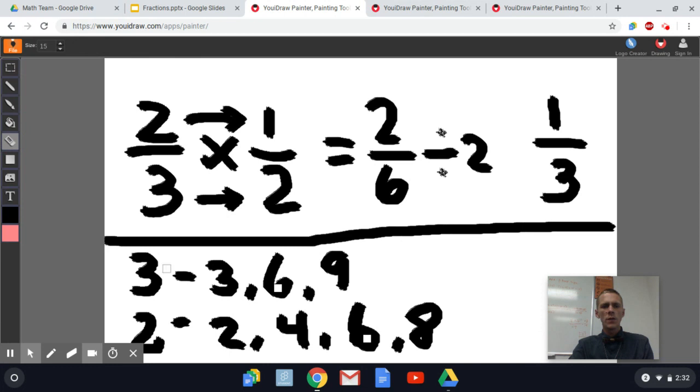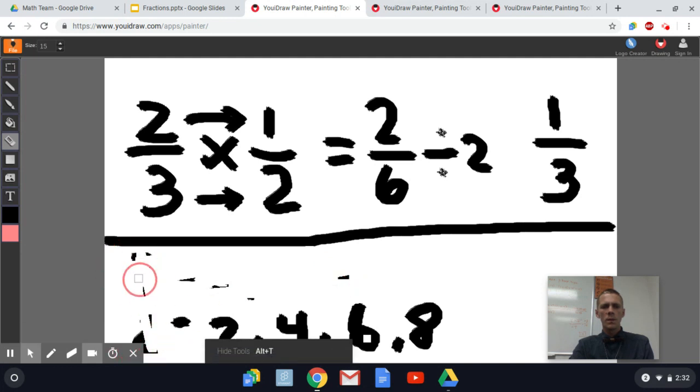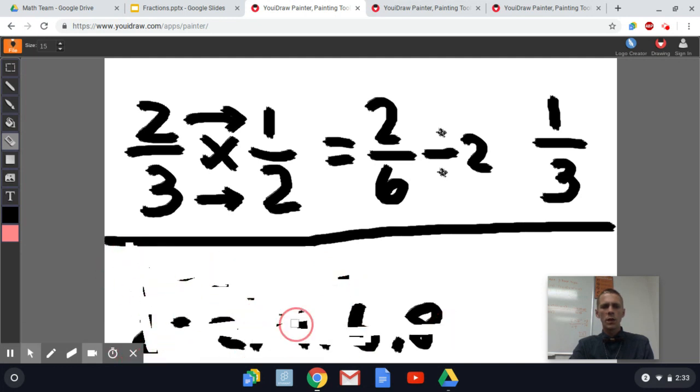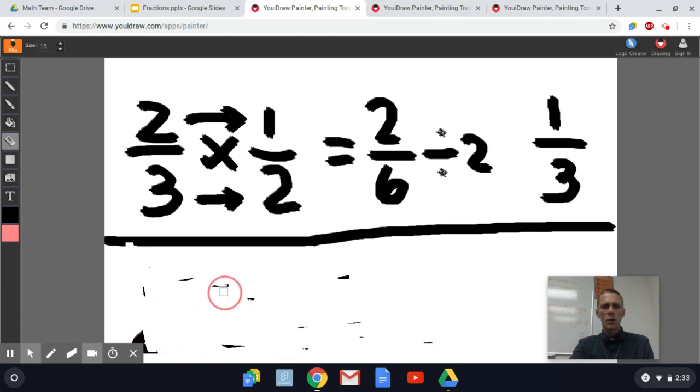Now again, if you guys want me to show you guys how we can get there, let me go ahead and erase some of this for us real quick so we can have our example more fresh and clear.